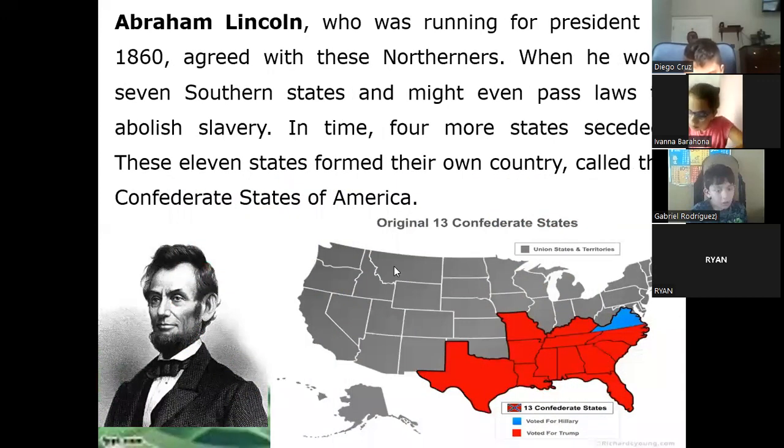Abraham Lincoln, who was running for president in 1860, agreed with these Northerners. When he won, 7 Southern states feared he might even pass laws to eliminar, this one, slavery, okay? Abolir, eliminar, cancelar, slavery. In time, 4 more states seceded, se rindieron. These 11 states formed their own country called the Confederate States of America.